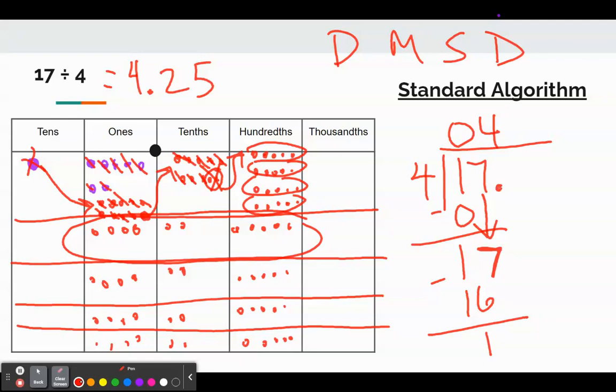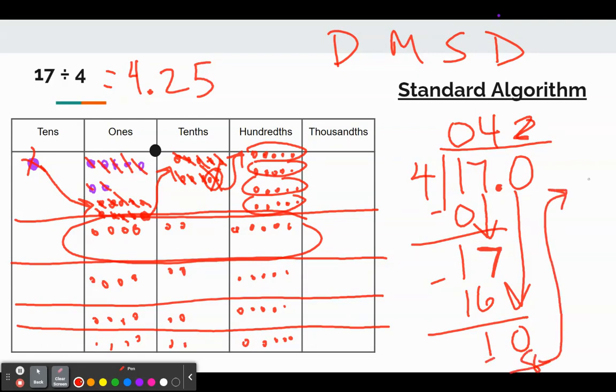So now I have to add a decimal point and go into my tenths. Now I have 10 tenths. I'm going to bring those 10 tenths down. 10 divided by 4 is 2. 2 times 4 is 8. I'm going to subtract that away. I have 2 left over, so I still have some left over.